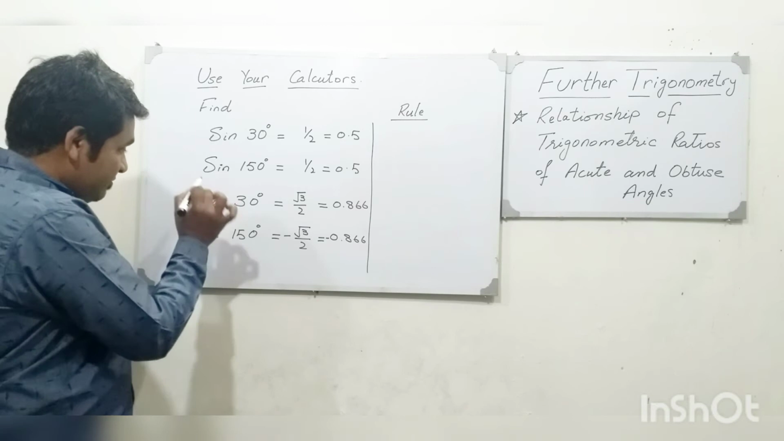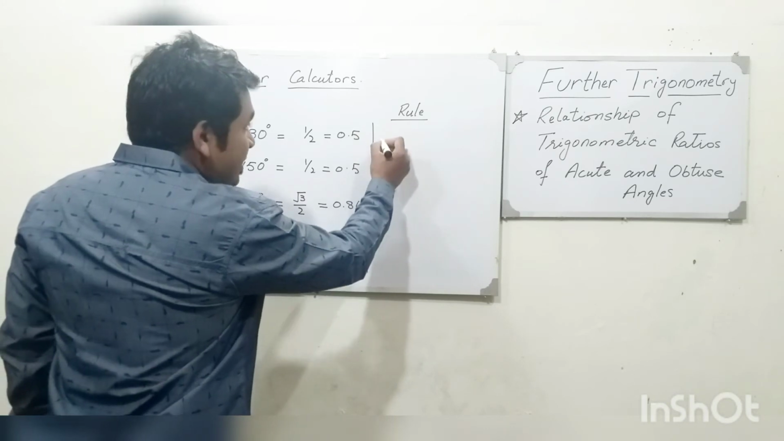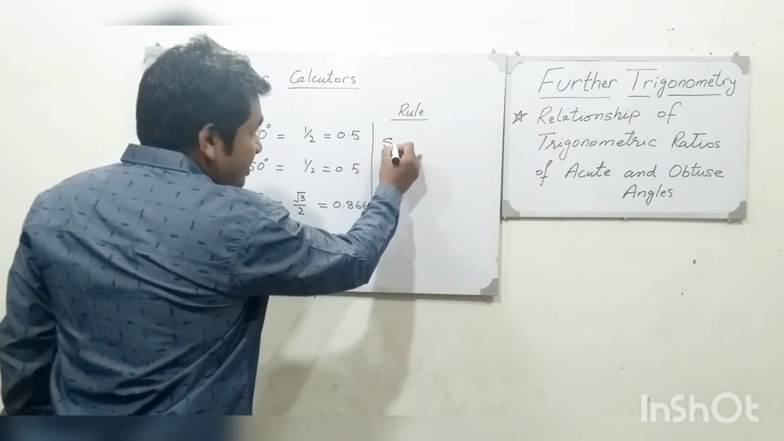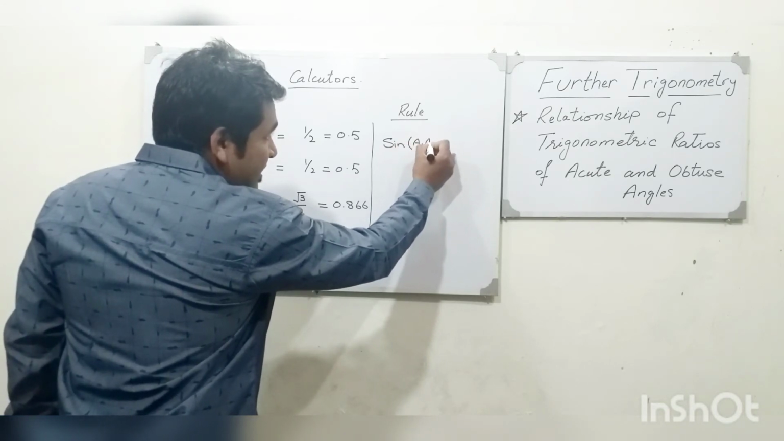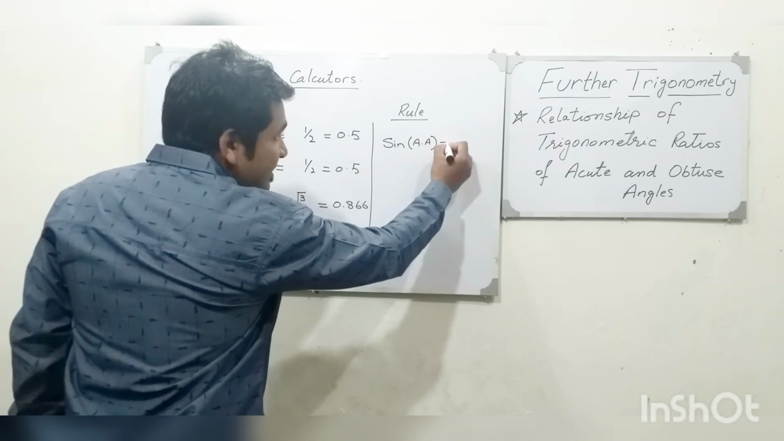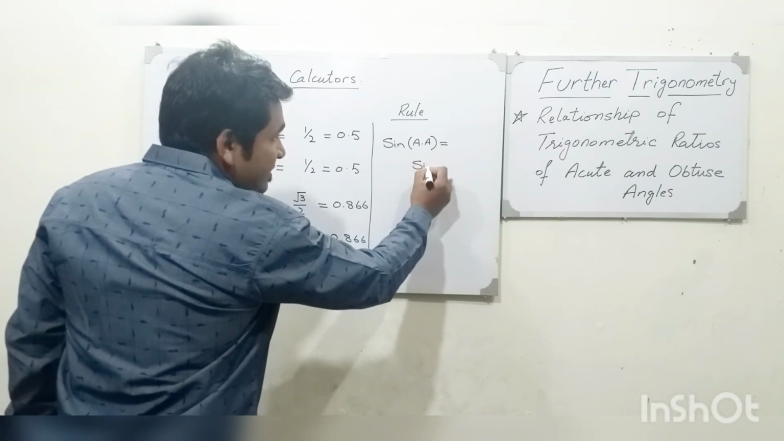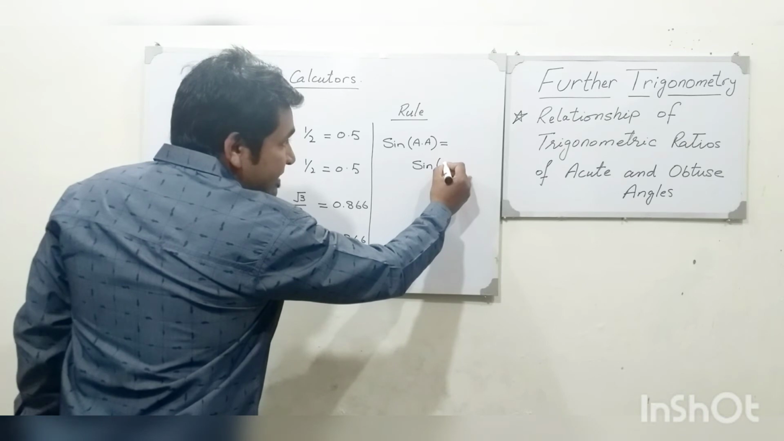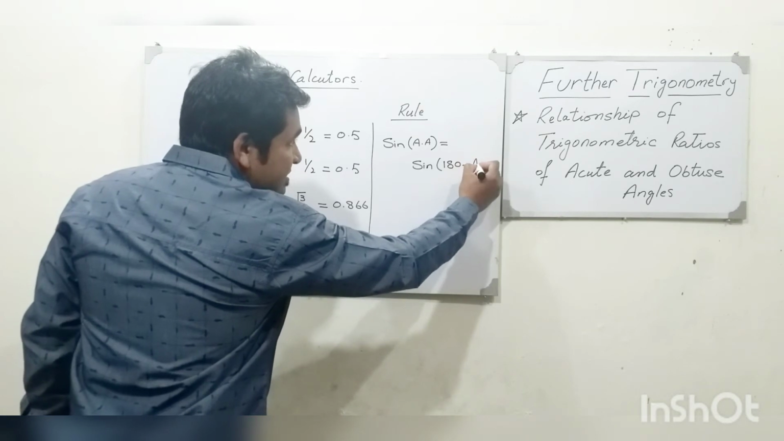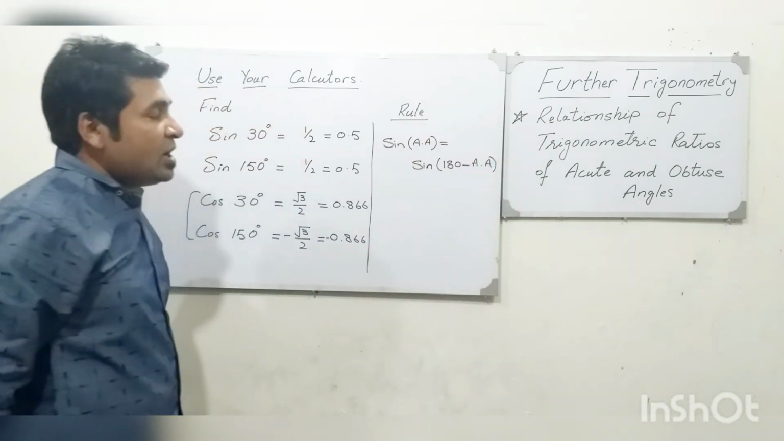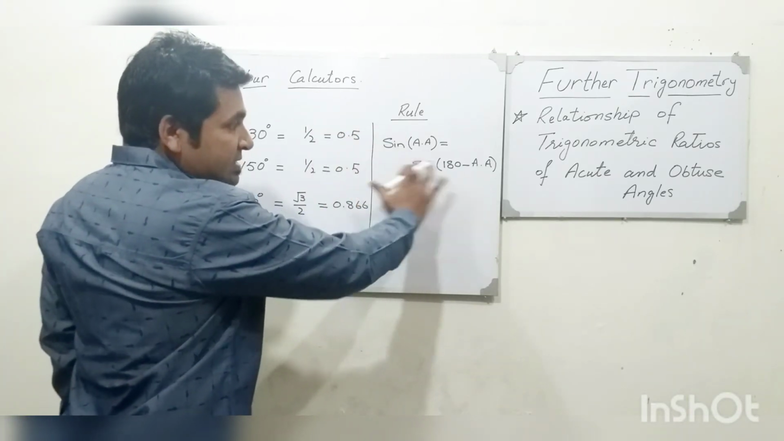So here we find that there is a rule. The rule is how we convert a sine of an acute angle into an obtuse angle. We simply subtract this angle from 180: 180 minus this acute angle, whatever the acute angle is. You can write 30, 40, 50, whatever the acute angle is, you have to use this rule.